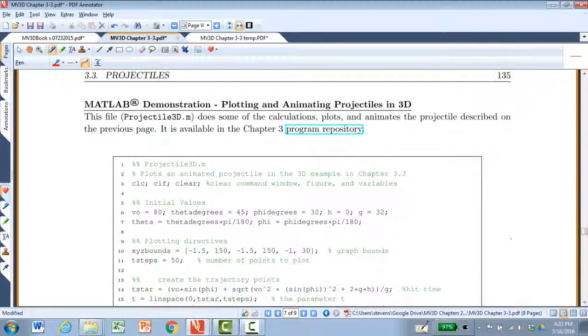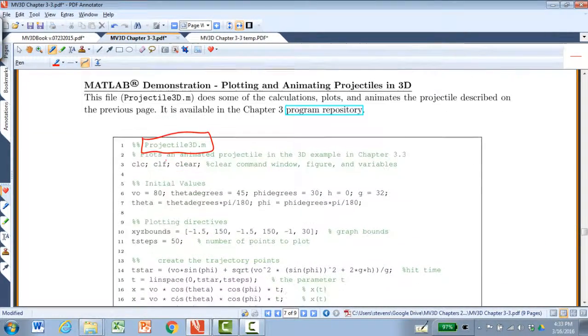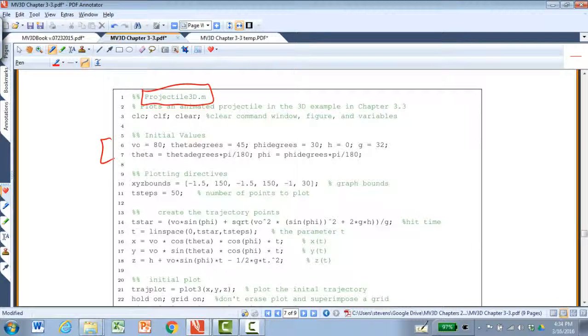So it's worth playing around with this. You might want to go to Projectile 3D, and I would grab this and open it up and run it. It's sort of got a little animation going. You have to plug in all those initial conditions: the angle of elevation, the angle from the x-axis, the initial speed, the initial height, the acceleration due to gravity. Then I change my degrees to radians, put some bounds on my graph, and I'll take 50 steps to plot this thing out.